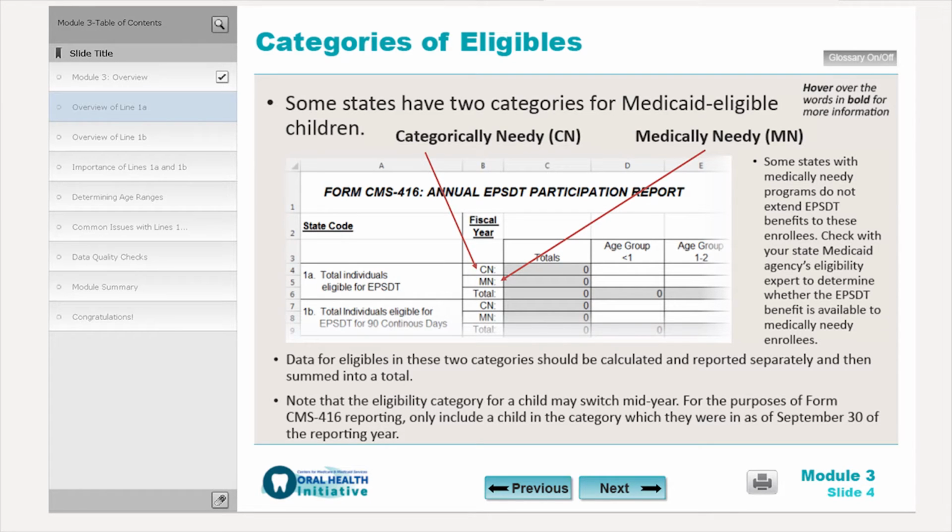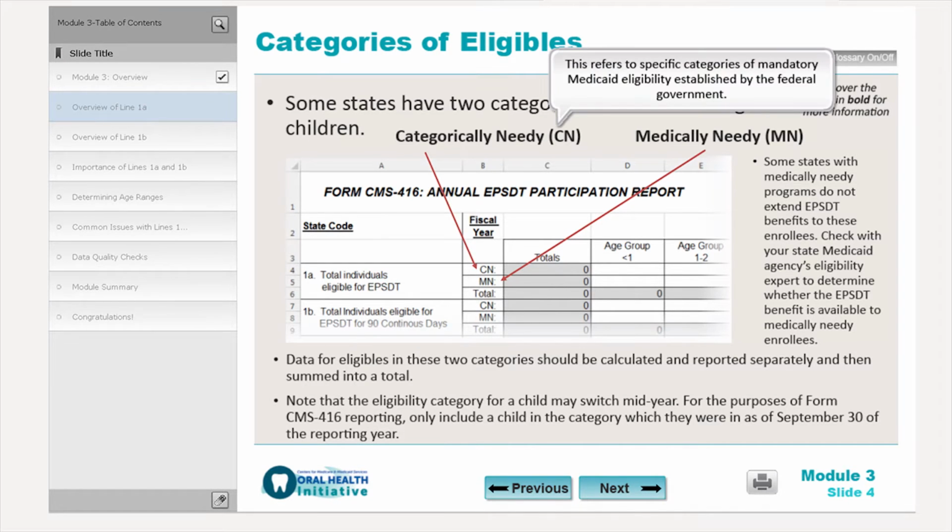Now let's talk about the different categories of eligibles. Some states have two categories for Medicaid-eligible children. These include categorically needy and medically needy. Categorically needy, represented as CN on the Form CMS-416, refers to specific categories of mandatory Medicaid eligibility established by the federal government, such as children and persons who are aged, blind, or disabled based on income levels.